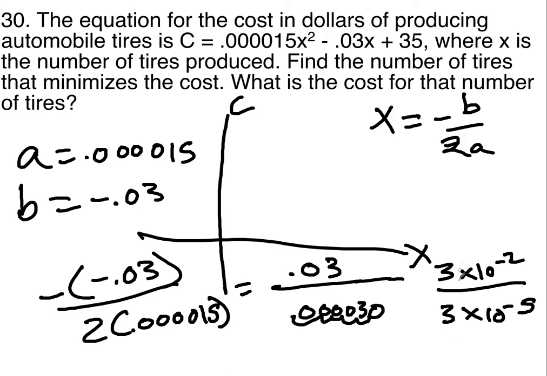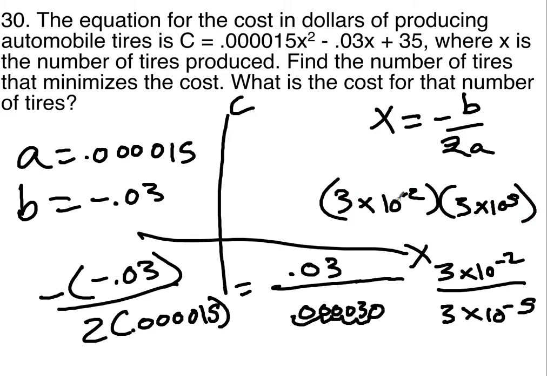So I'm going to have 1. The 3's are going to cancel out. And then there's more negative numbers here. So if I was to move this to the top, it would be 3 times 10 to the negative 2, 3 times 10 to the 5, 10 to the 5th, that's going to cancel out and give me 10 cubed. So I should have 1,000. 1,000 tires would be the cost.